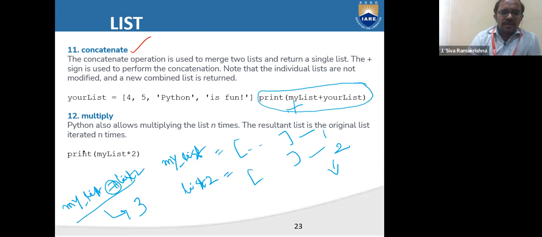And another one is called multiply. In concatenate we have seen plus, and in multiply we are going to perform multiplication. If I say my list into 2, what will happen? The resultant list is the original list repeated twice. You are asked to repeat the values present in the list twice. So that is called multiply, right?